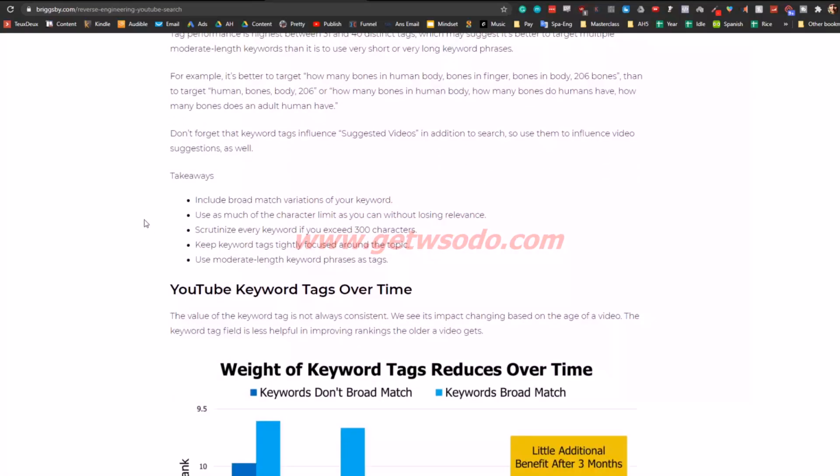So let's see the takeaways from these. Include broad match variation of your keywords. Use as much of the character limits as you can without losing relevance.